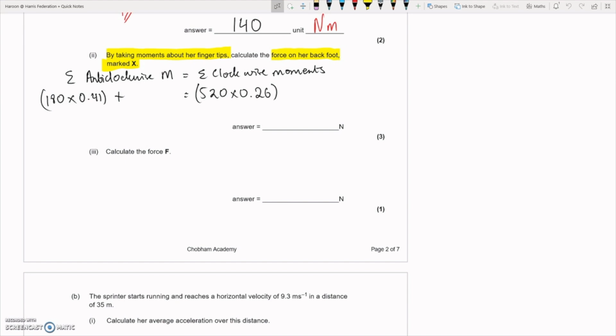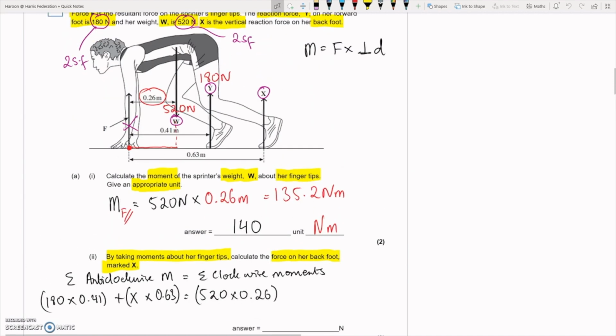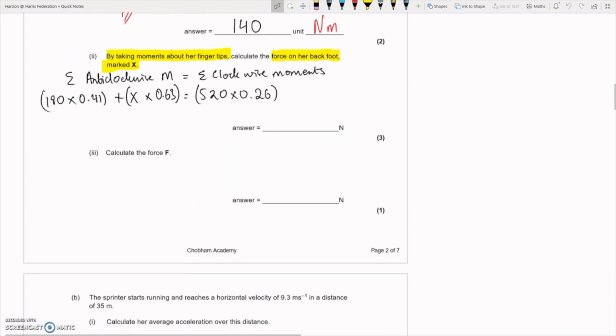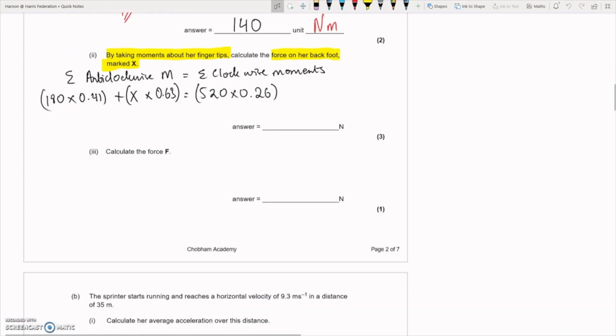x, which we don't know the force of, but we know that it's acting 0.63 meters away from the fingertips. So I'll just quickly check that. F is there, W is acting 0.26 away, Y is acting 0.41, see that in the diagram right there, and X is acting 0.63 meters away from point F. So now all I have to do is calculate this and rearrange.